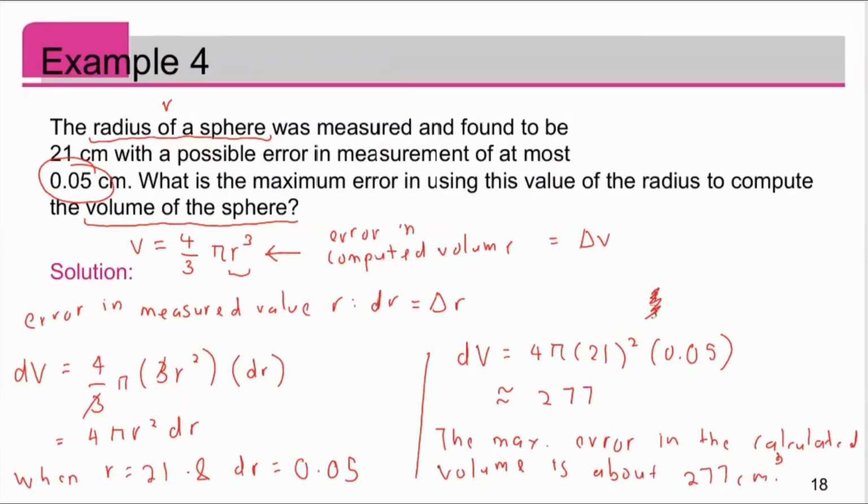All right. So it might look big to you, 277 cm cubed here. But again, when dealing with real life applications, we rely on relative error.